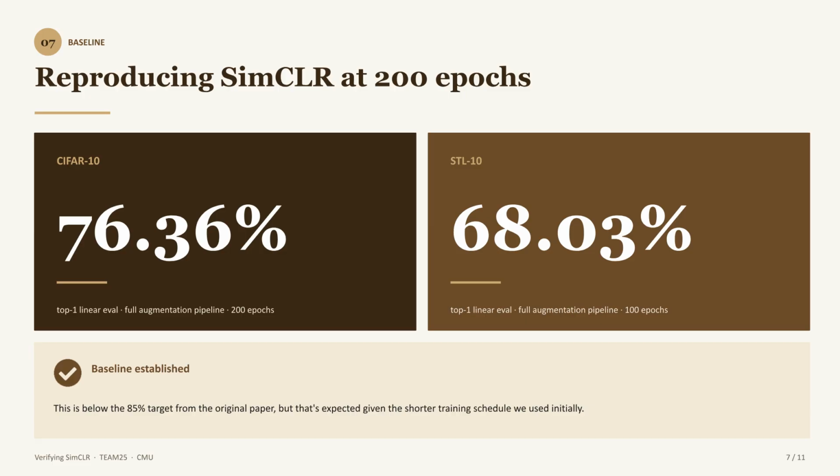For our baseline, we got 76.36% using CIFAR-10 and 68.03% using STL-10. And we expected a performance of 85 and above, but because we used fewer epochs, we got less than that.